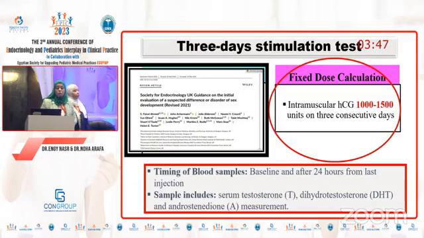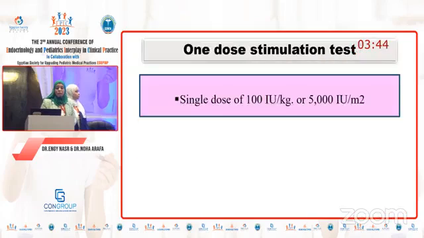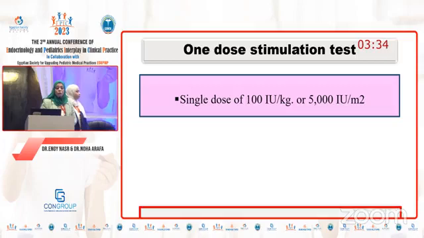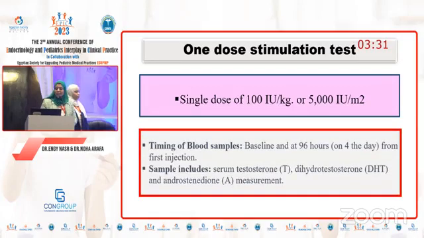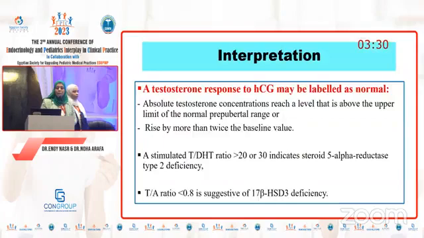The samples include testosterone, DHT and androstenedione. And the other method is the 1-dose stimulation test, which is a single dose, 100 unit per kg or 5,000 unit per meter square. And we have the different timing and the same sample included. And the interpretation of this test is labeled as normal if the absolute testosterone concentration reached above the upper limit of the normal pre-pubertal range or rise twice the baseline. And we have different ratios for the differential diagnosis for androgen biosynthetic defect.